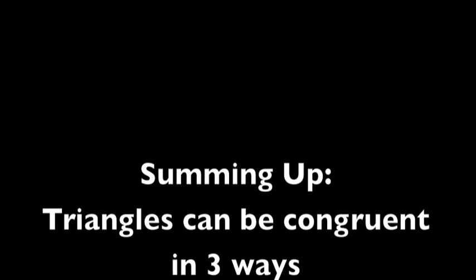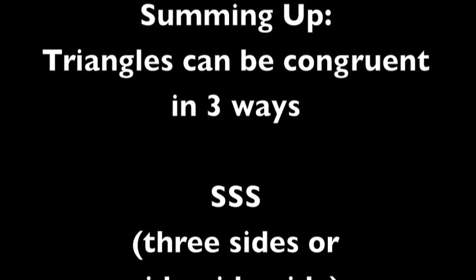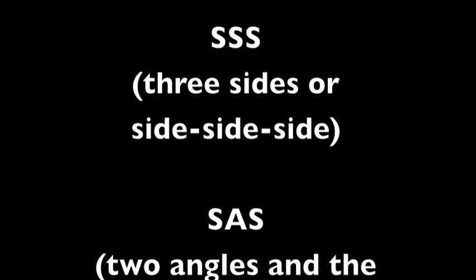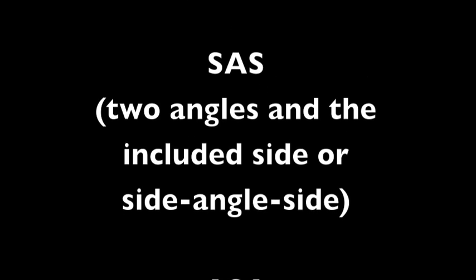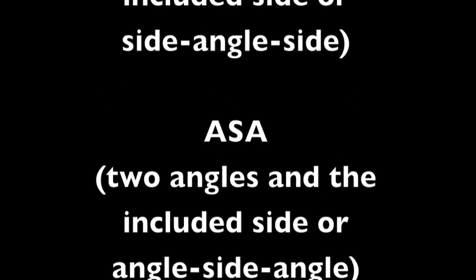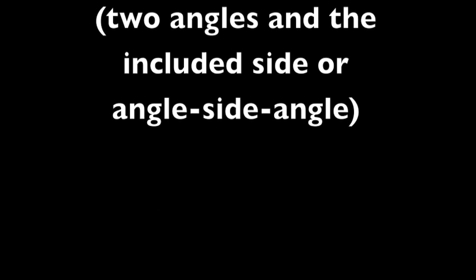So just summing up, triangles can be congruent in three ways: SSS or side, side, side, SAS or side, angle, side, or ASA or angle, side, angle.